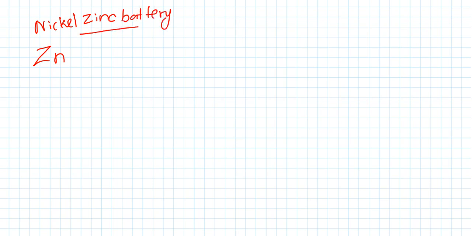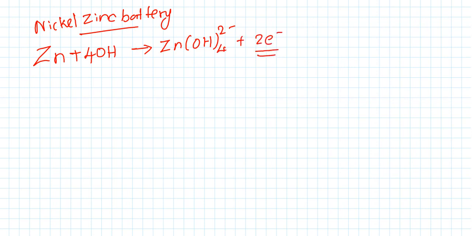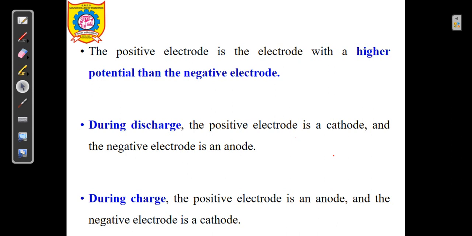Now consider this equation. When an oxidation reaction happens in a nickel zinc battery, the oxidation process happens for the zinc metal: Zn plus 4OH minus converts into Zn(OH)4 2 minus plus 2e minus. This is a loss of electrons. The equation shows that when oxidation takes place in the particular metal, there is a loss of electrons, and this electrode is at higher potential than the negative electrode. Likewise, the discharging process takes place.